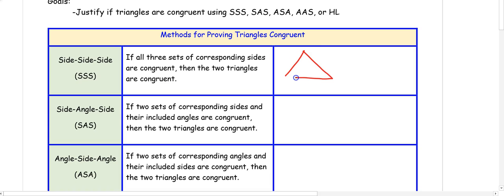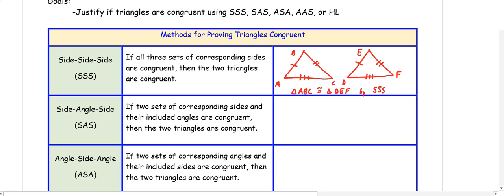So for example, if we have two triangles, so let's say our triangles are ABC and DEF. If we have three sets of congruent sides marked, then those triangles would be congruent by side, side, side. So we could say triangle ABC is congruent to triangle DEF by side, side, side.